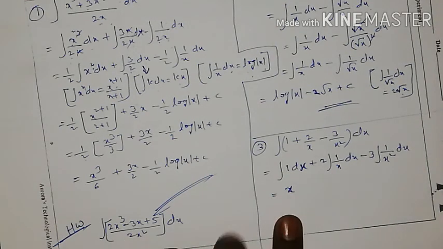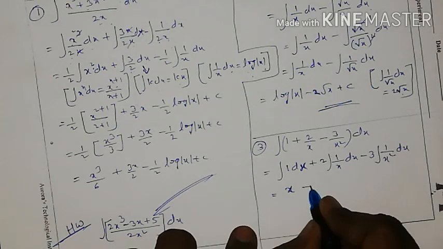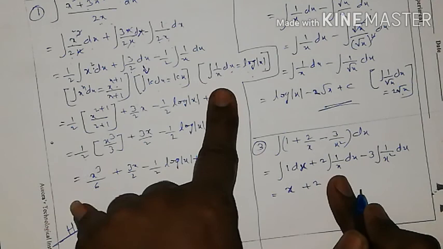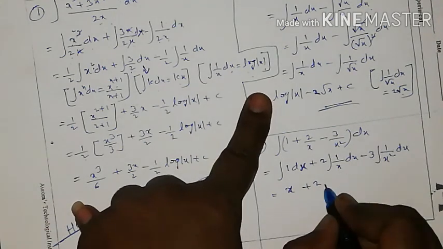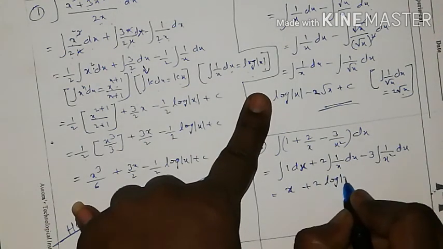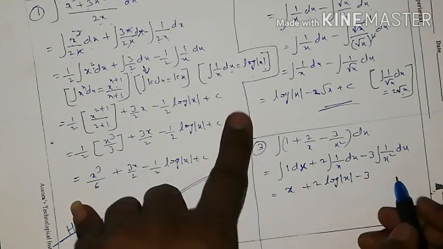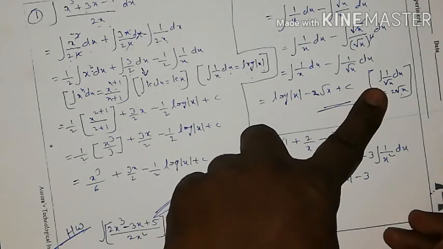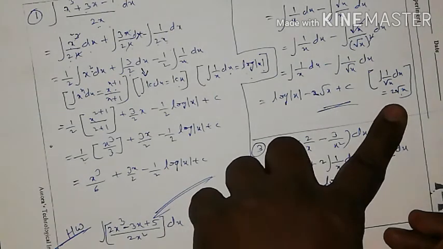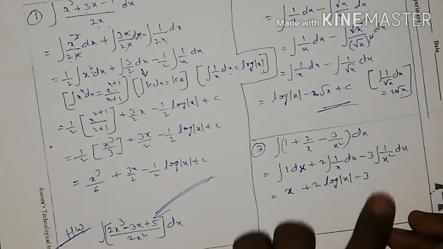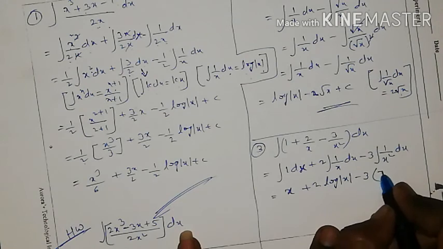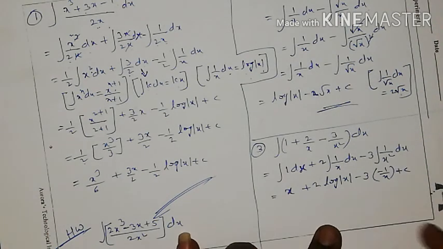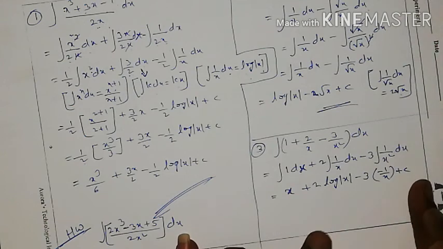So integration of 1 dx is nothing but x, plus 2 into integration of 1 by x. Integration of 1 by x is nothing but log mod x, minus 3 into integration of 1 by x square. Integration of 1 by x square is nothing but, very good, minus 1 by x. So integration is over. Here I am writing plus c.